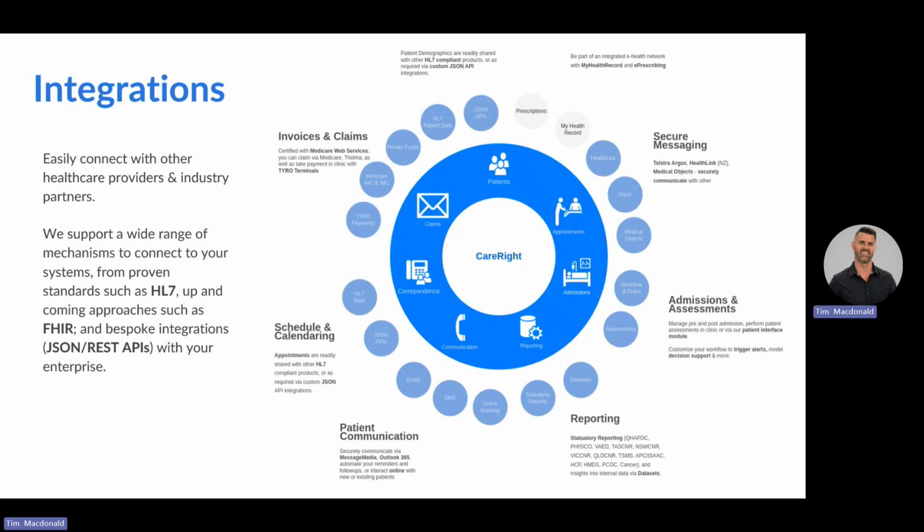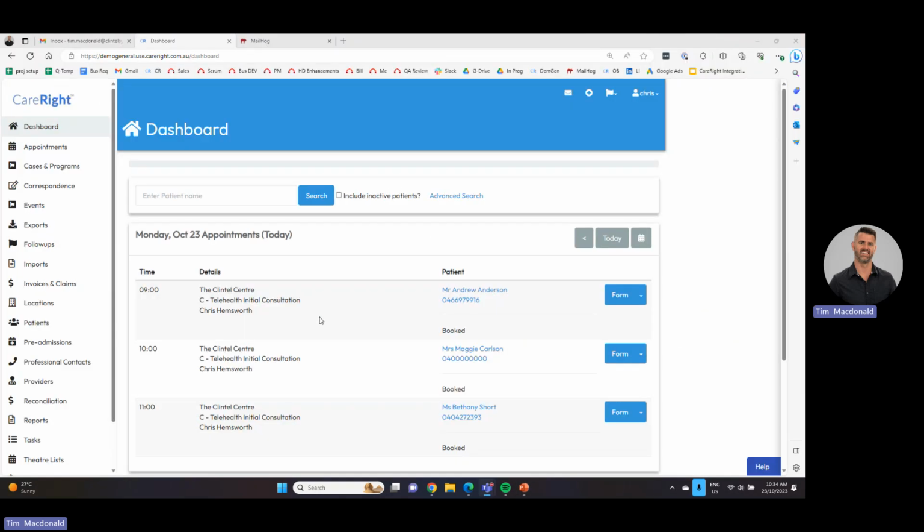I thought I'd quickly show this screen. We have a very broad integration capability using HL7 and FHIR, and for bespoke integrations, JSON REST APIs. And this image also shows things that we already have integrated into the product. So, like I said, we'd like to call ourselves a fully integrated end-to-end solution. Examples of that might be 3M for all of your grouping needs, stat reporting, secure messaging, MIMS, the list goes on.